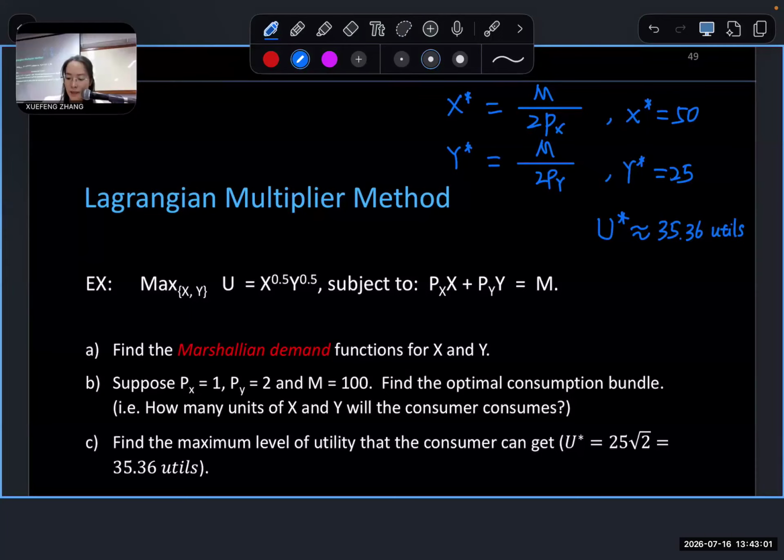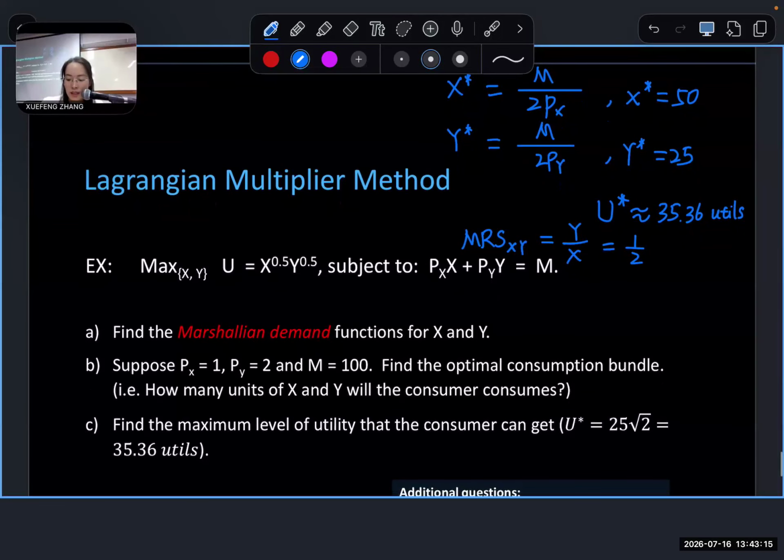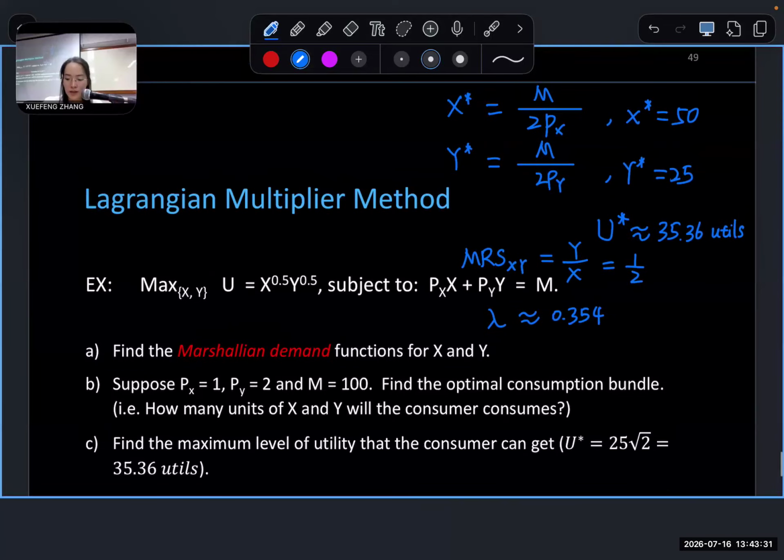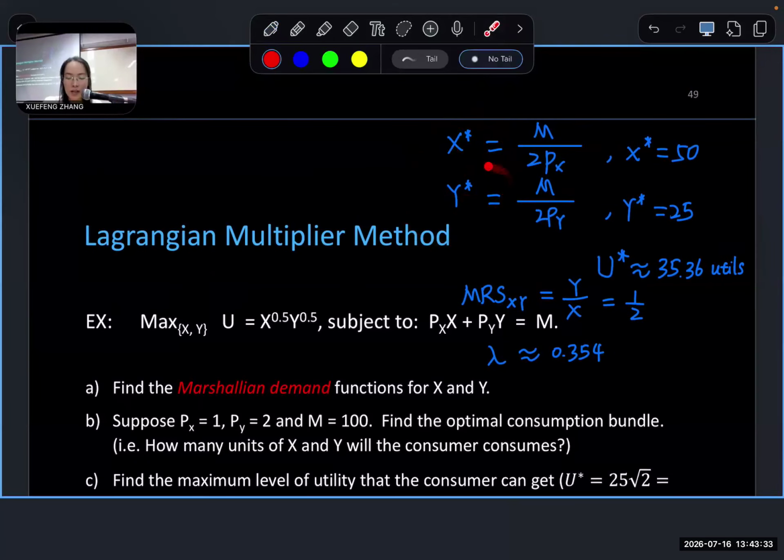And what is the MRS of X, Y? It's just Y over X, which is 1 over 2. And then if we do the Lagrangian, remember the bonus, we can get the lambda, which is the marginal utility of income, approximately equal to 0.354. X and Y here are the Marshallian demand.